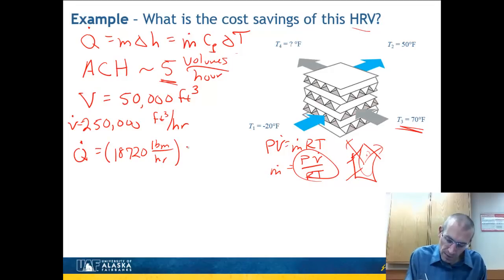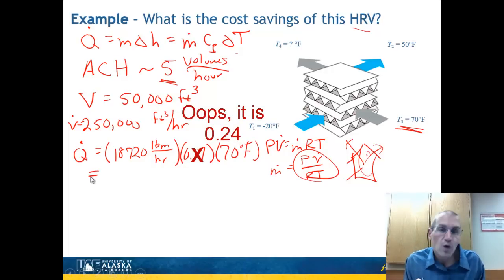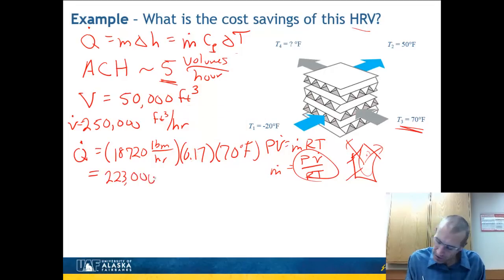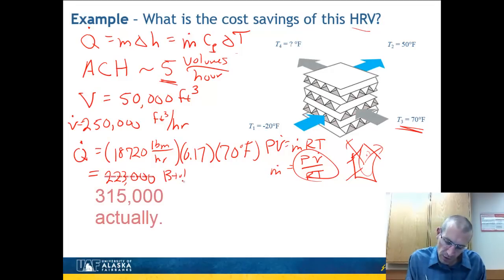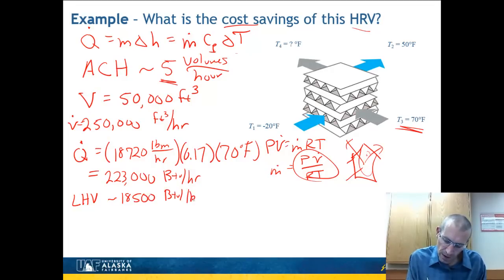And now I need my Cp value. The Cp of air is about 0.17, and the delta T was 70 degrees Fahrenheit, change in temperature. So that gives me what my rate of heat per hour is, 223,000, and that is BTUs per hour. And so I'd like to know what the cost savings is. I've got it in terms of BTUs, so let's look up the lower heating value for diesel. The lower heating value for diesel is about 18,500, and that's BTUs per pound mass.